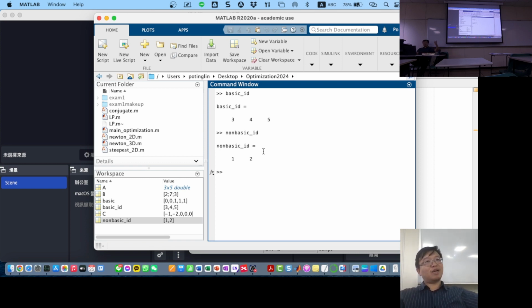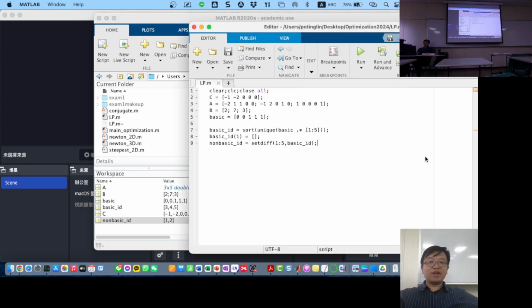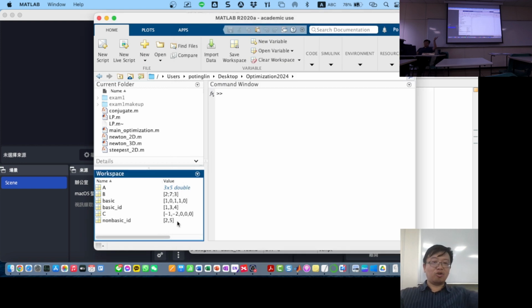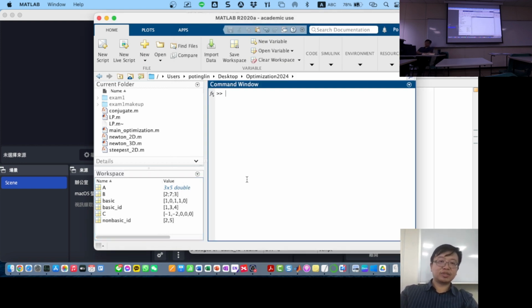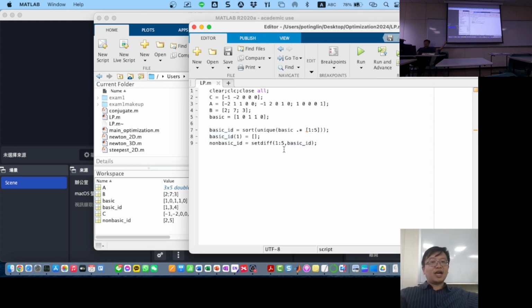So once I have the IDs, I can make good use of those. And even if I change the beginning, like I said, if the order of the basic is not 0, 0, 1, 1, 1, even like this, once I complete the code, the basic IDs will be 1, 3, 4. The non-basic will be 2 and 5. So with these lines, I get the IDs for the basic columns and non-basic columns. Okay, so that's really helpful for me.